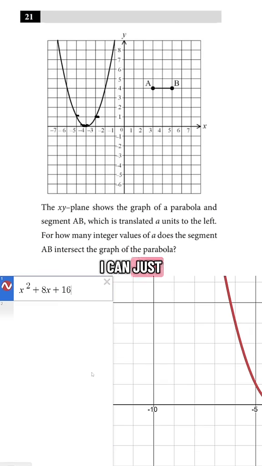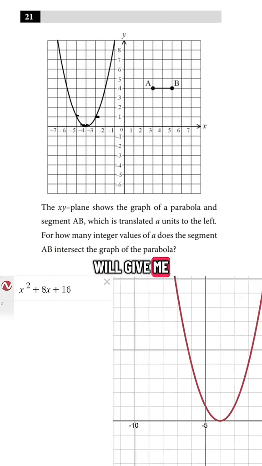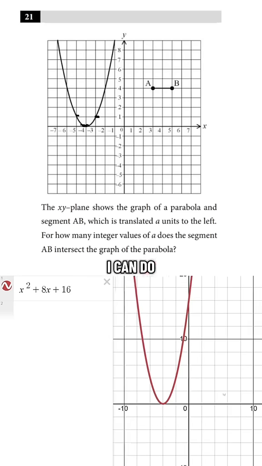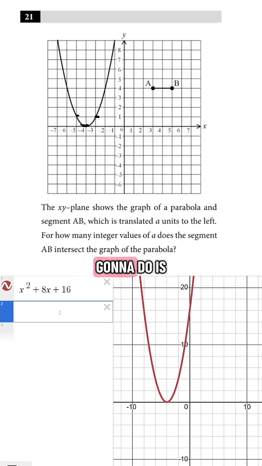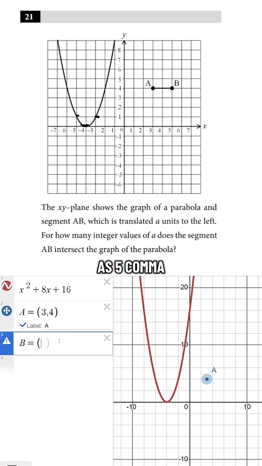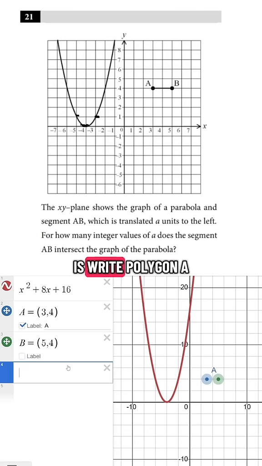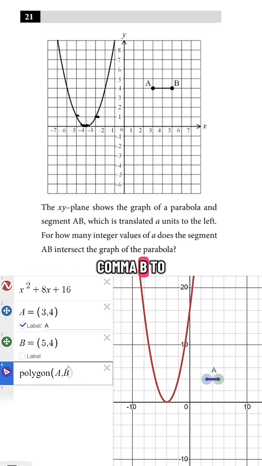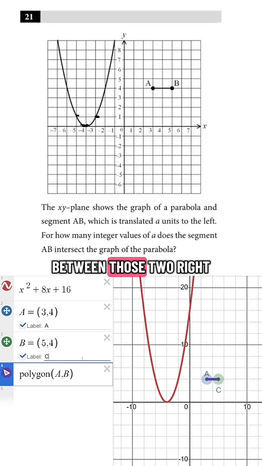And so now I can just delete this, and that will give me this graph. And then what I can do is graph A and B. So I'm going to write that A equals, and that point is 3, comma 4, and I'll label this as A. And then I'm going to write that B equals 5, comma 4, right? And then I'm going to write polygon A, comma B to draw a line between those two, right?